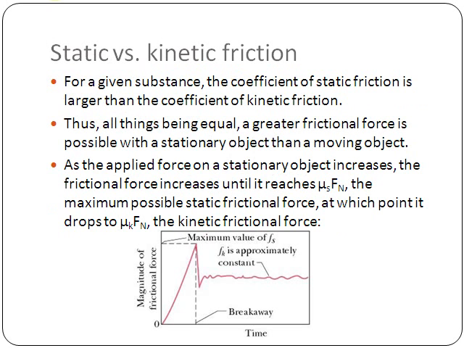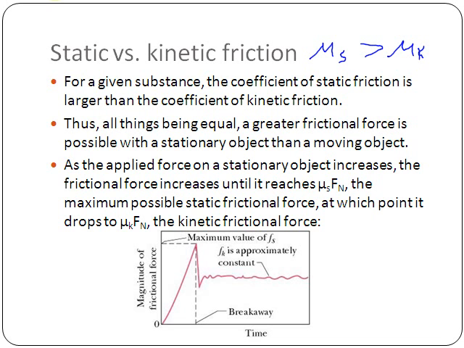Let's look at static versus kinetic friction. For a given substance, say Teflon, or a particular type of carpet, or soil, maybe slate, some sort of rock, the coefficient of static friction is larger than the coefficient of kinetic friction. So you're always going to have the case where mu s is greater than mu k. For example, mu s might be 0.5 and mu k 0.3. But you're always going to have a coefficient of static friction greater than the coefficient of kinetic friction.